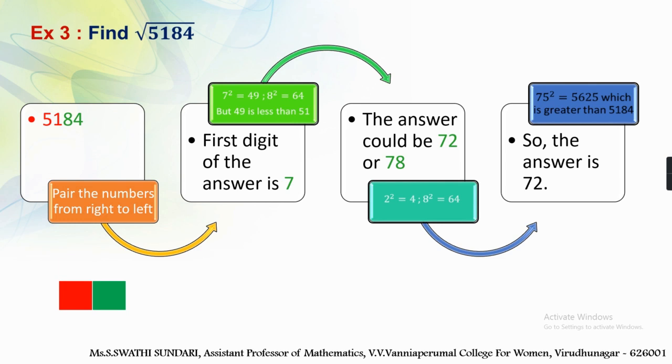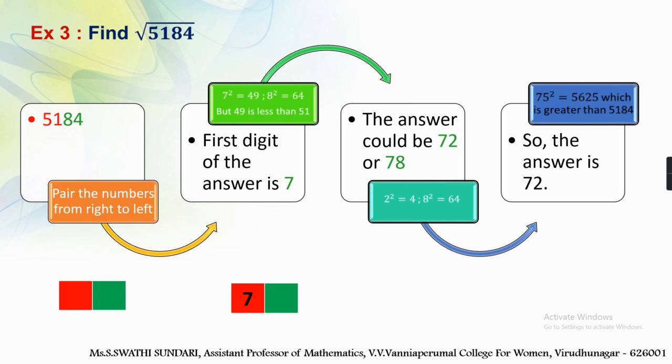Now, we take the first pair, that is 51. We have to find the nearest perfect squares of 51: 7 squared is 49 and 8 squared is 64. Here 49 is less than 51. So, the first digit of the answer will be 7.